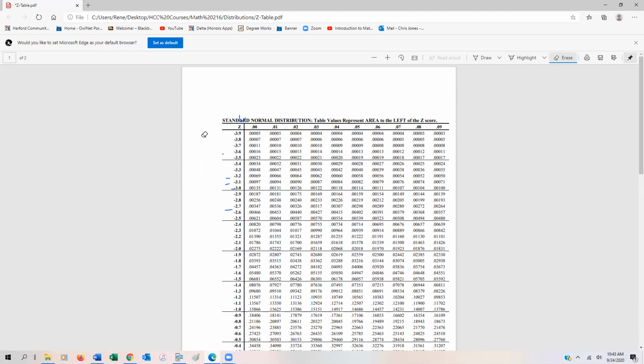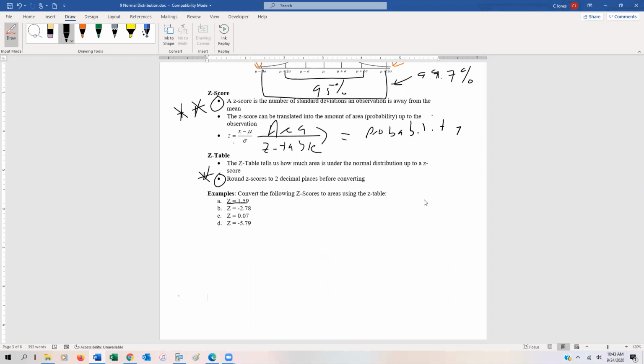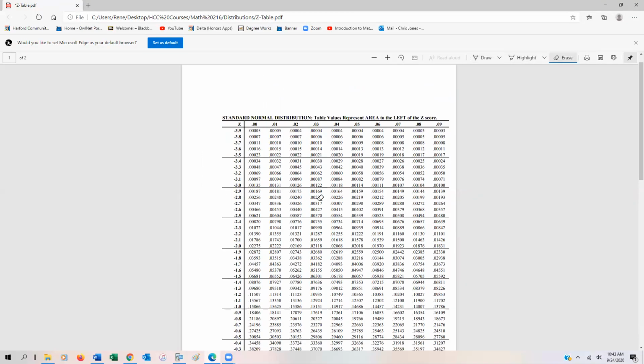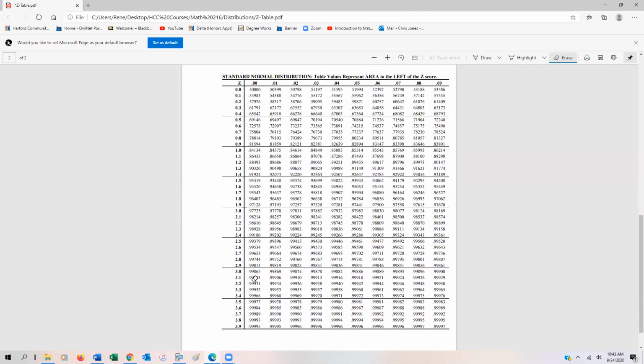All right, so let's take a look and see how we can use the z-table and convert into our different types of areas. The first one that we have here is z equals 1.59. To figure that out, we're going to go to the table. We're going to go to the positive side first, then go down to 1.5, right here. And then finally, we're going to go all the way over to 9.